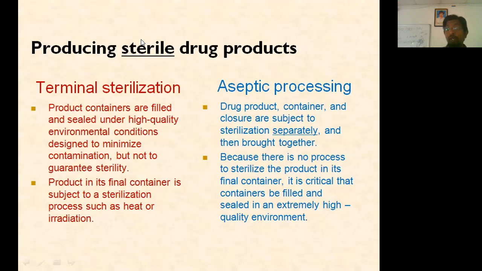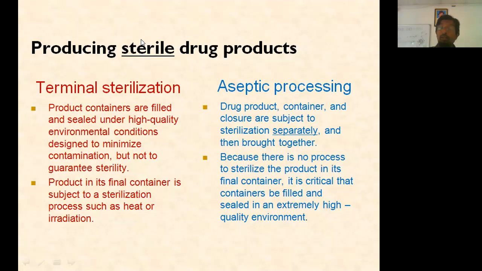Clear? So drug products, containers and closures are all subject to sterilization. In terminal sterilization, everything was mixed, and ultimately at the last stage, before labeling or after labeling, they send it for sterilization. But in aseptic processing, containers are separately sterilized and brought back, closures are separately sterilized and brought back, and raw materials are sterilized and mixed in aseptic conditions. Got it? So there are fewer chances of contamination.